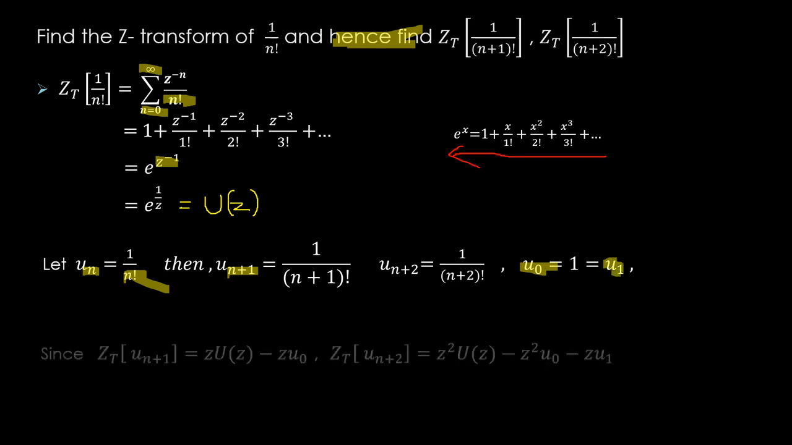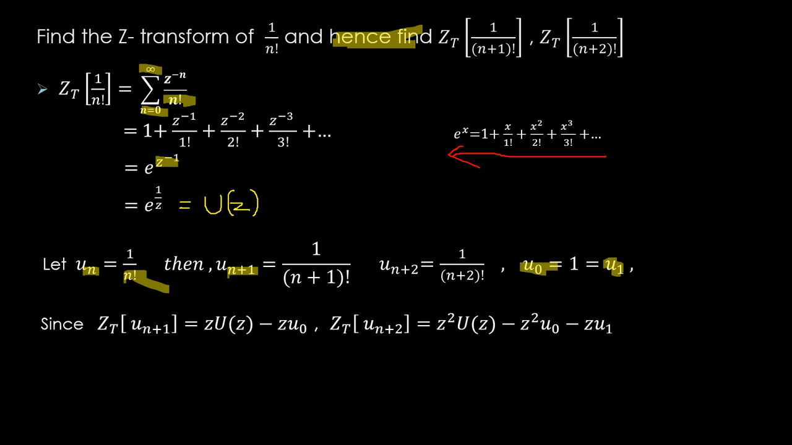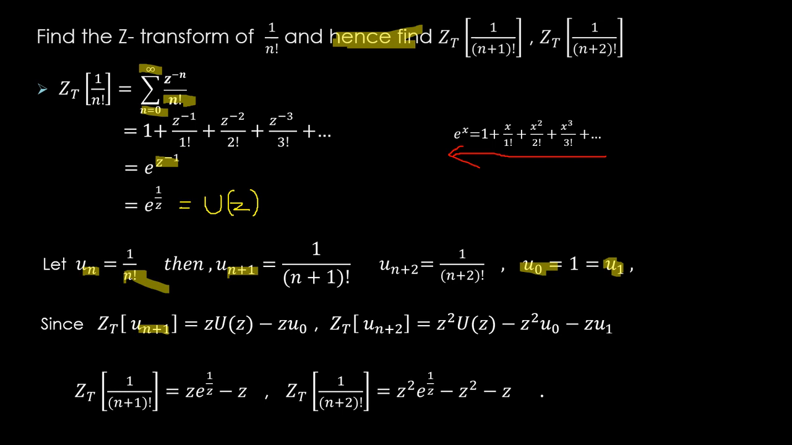Now by shifting rule, z transform of u(n+1) is z into U(z) minus z into u0, and z transform of u(n+2) is z square into U(z) minus z square into u0 minus z into u1. Therefore, z transform of 1 by (n+1) factorial is z into U(z). U(z) is e to the power 1 by z, minus z into u0. u0 value is 1.